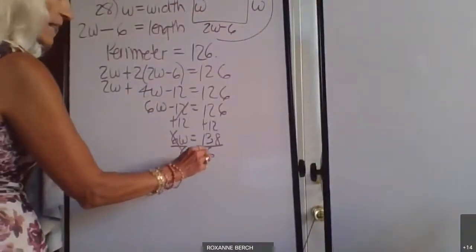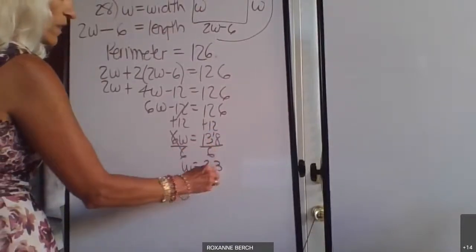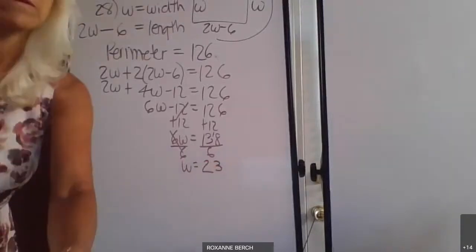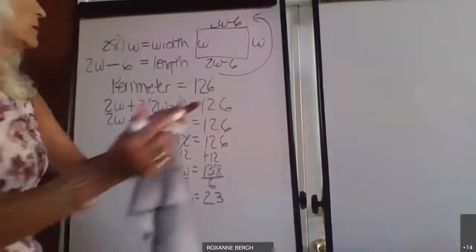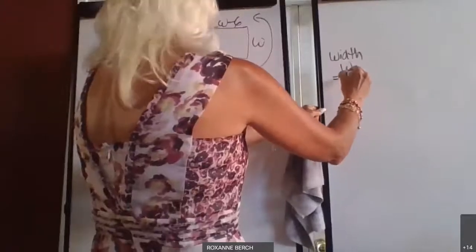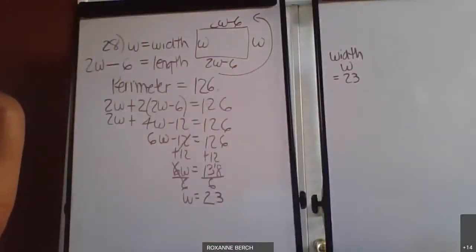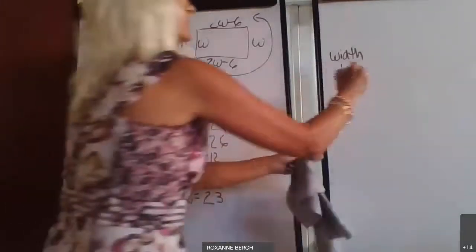W equals 6 times what is 13 without going over, 2 with one remainder. 6 times what is 18. So that means that the width, which is W, is 23. What did they call it? 23 meters.